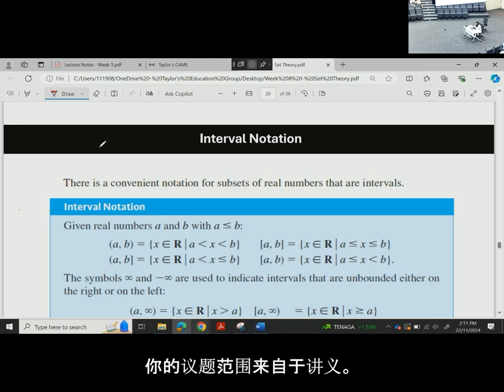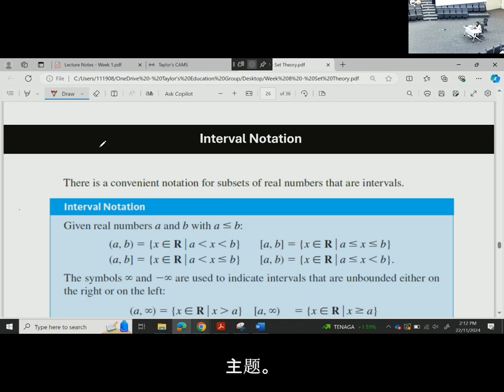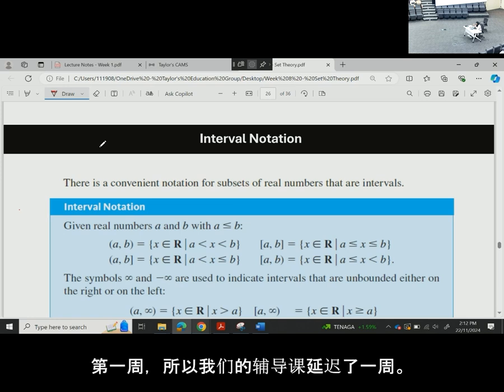So whatever we covered in the lecture classes from week 1 to week 7, only those are included. And the scope of your topics is from the lecture notes. Okay, so your sources are 3: book, lecture notes, and your slides. But whatever we cover during the lecture class, only those topics. You can go back, check in the book, look for more exercises, and practice. Okay, so that is the scope of your midterm exam.